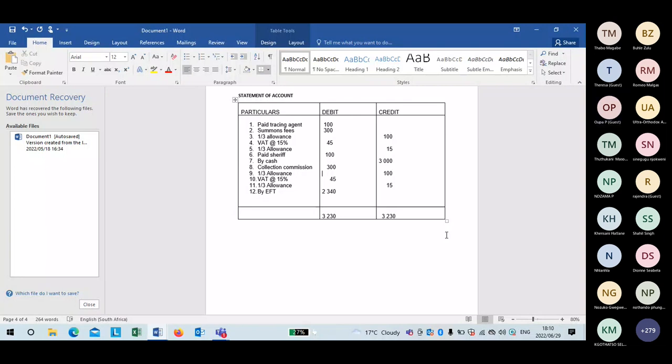What is this? This is the amount that the correspondent or the instructed attorney has collected. Where do we find this? We will find this on the credit side of the statement. That is the highest value on the credit side. Can somebody identify it? 3,000.